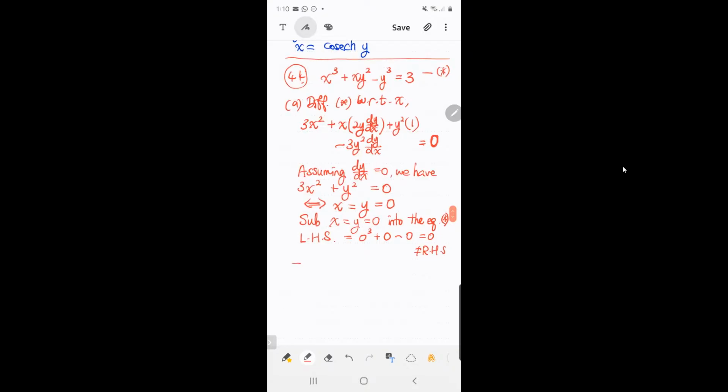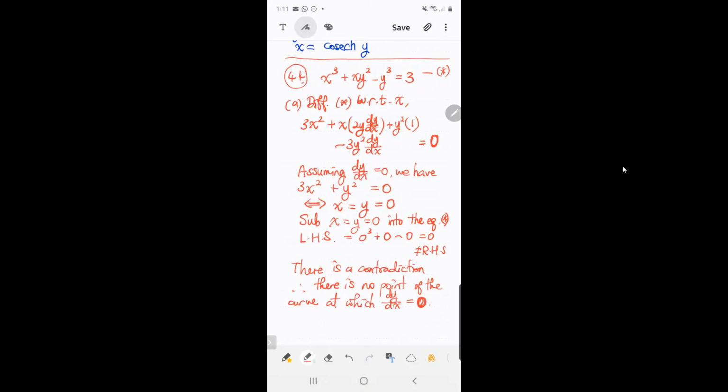So you make a conclusion. There is a contradiction. This is the term that you can use. So therefore, there is no point of the curve at which your dy dx is equal to 0. So this is the contradiction for part A.